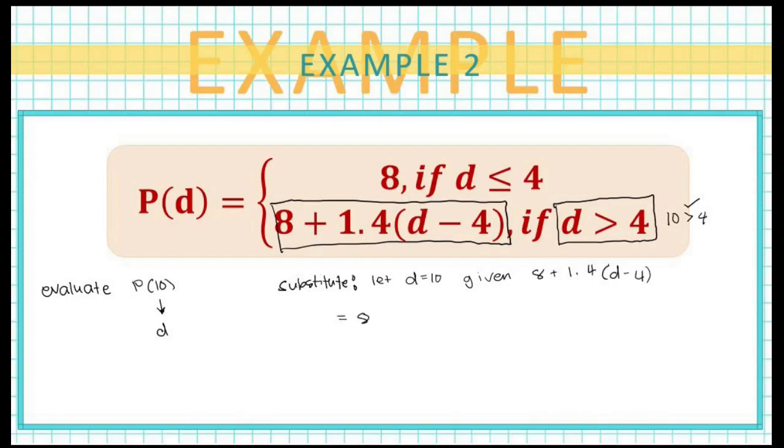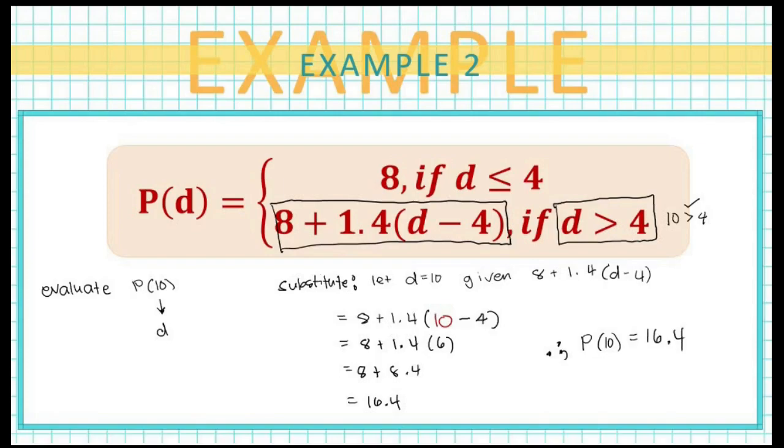The next few steps are just mere substitution. So copy 8 plus 1.4. We let D be equal to 10. Afterwards, we subtract 4. Next step is to simplify the equation. That will be 8 plus 1.4 times 10 minus 4, which is 6. Then that will be 8 plus 8.4. The sum is 16.4. Hence, if we evaluate P of 10, the result is 16.4. And that is now our final answer.